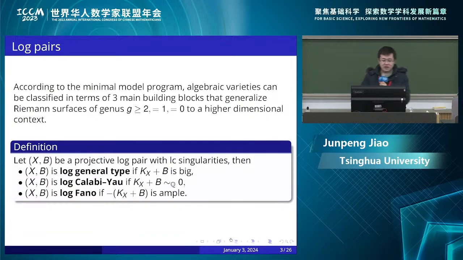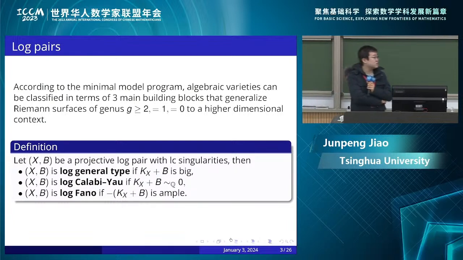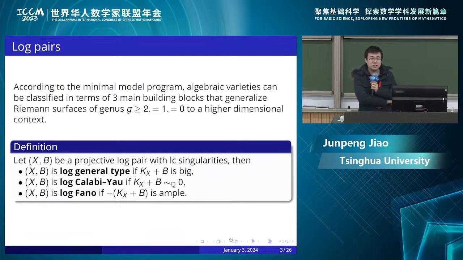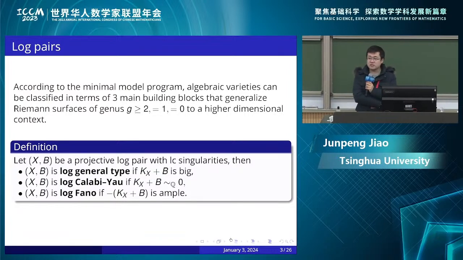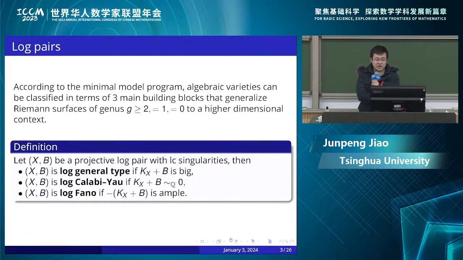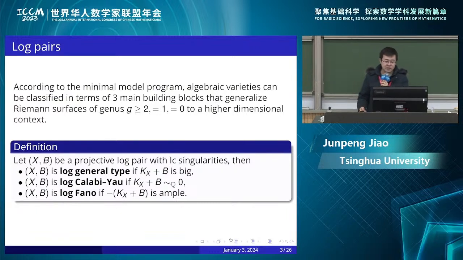According to the minimal model program, algebraic varieties can be classified in terms of three main building blocks that generalize Riemann surfaces of genus greater or equal to 1, and equal to 0, to a higher dimensional context. So let (X, B) be a projective log pair with LC singularities. Then we say it is of log general type if K_X + B is big. We say it's log Calabi-Yau if K_X + B is linearly equivalent to 0. We say it's log Fano if K_X + B is anti-ample.